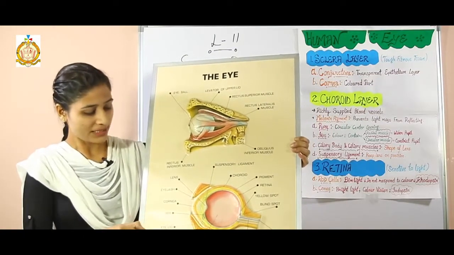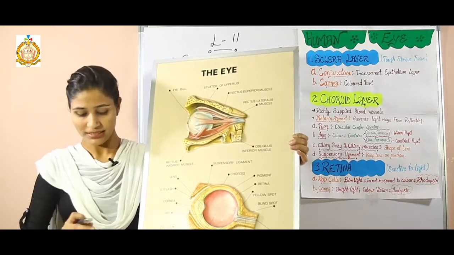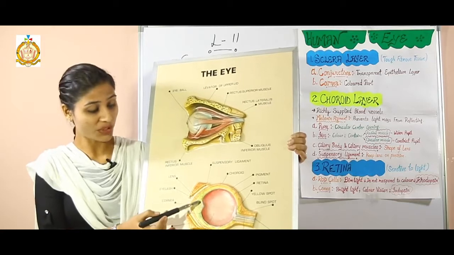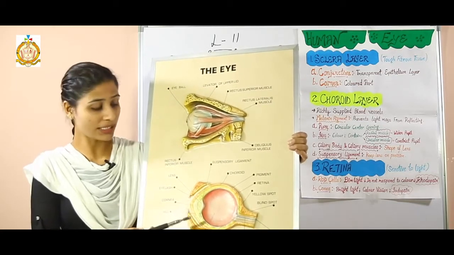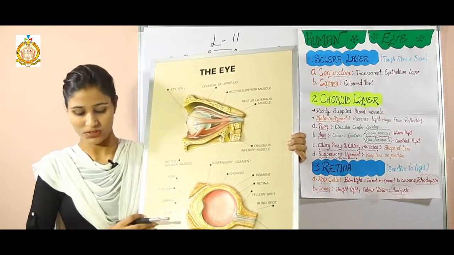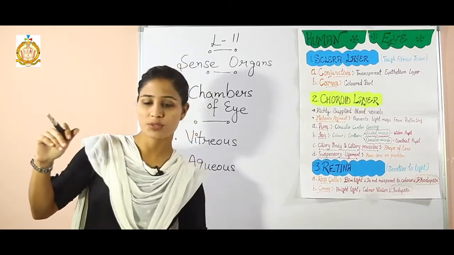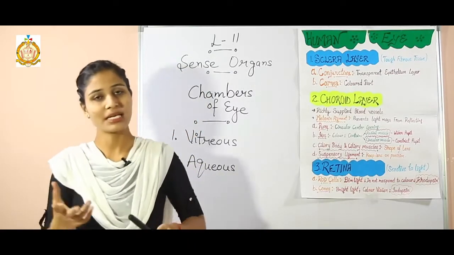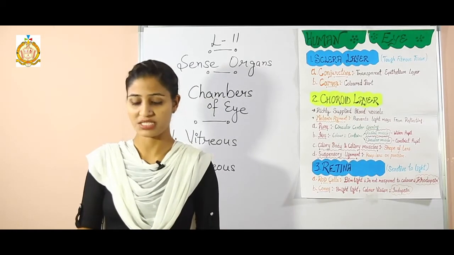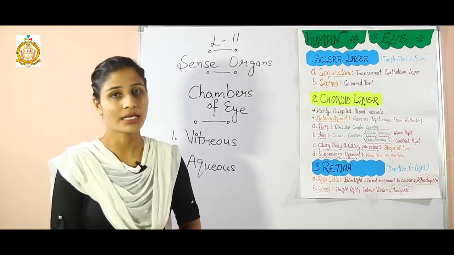This chamber of the eye is known as the vitreous chamber, and the aqueous chamber is the chamber that is present in front of the lens. This is your lens of the eye, and in front of the lens the chamber that is present is known as the aqueous chamber. And what is the main function of the aqueous chamber? The aqueous chamber is responsible for keeping the lens moist, as well as protecting the lens from physical shock, and it is responsible for the refraction of the light.